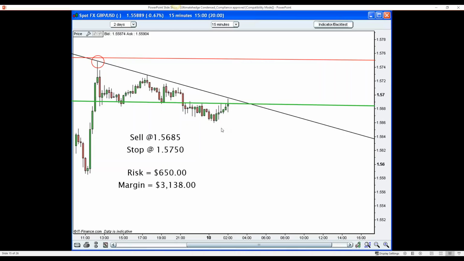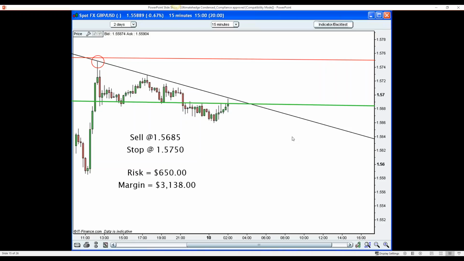Now to trade a full lot of spot Forex, I had to put up $3,100 in margin. That's how much I had to put up out of my account, right? Okay, and we're talking about $10 a pip. So I'm risking $650. From here where I sell, all the way up here to my exit where I would get out, I'm risking 650 bucks, okay?